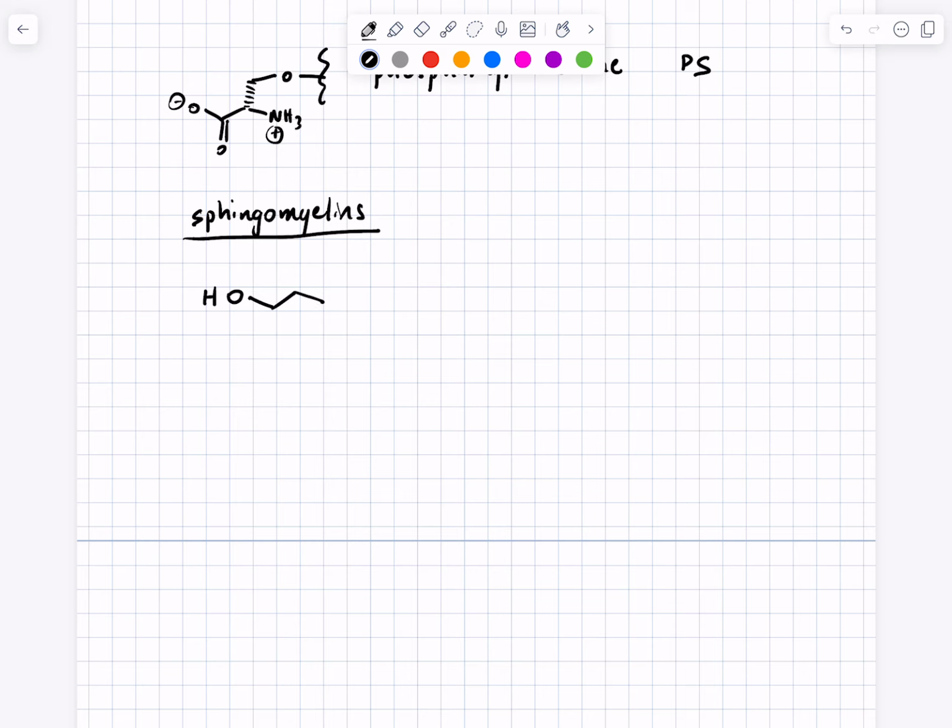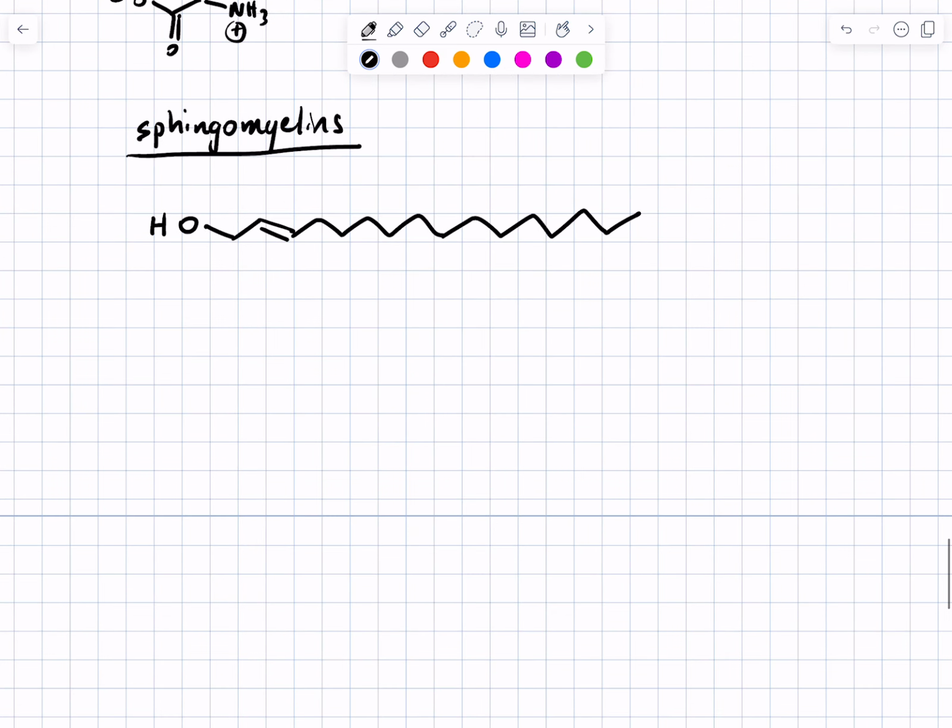and then a trans double bond here, and then 1, 2, 3, 4, 5, 6, 7, 8, 9, 10, 11, 12, 13. Okay, so a long carbon chain. Then there's a wedge here, a nitrogen here, and that nitrogen is itself tied up in an amide with a long chain carboxylic acid. 1, 2, 3, 4, 5, 6, 7, 8, 9, 10, 11, 12, 13, 14. That's 14 carbons long. So 2, 4, 6, 8, 10, 12, 14.